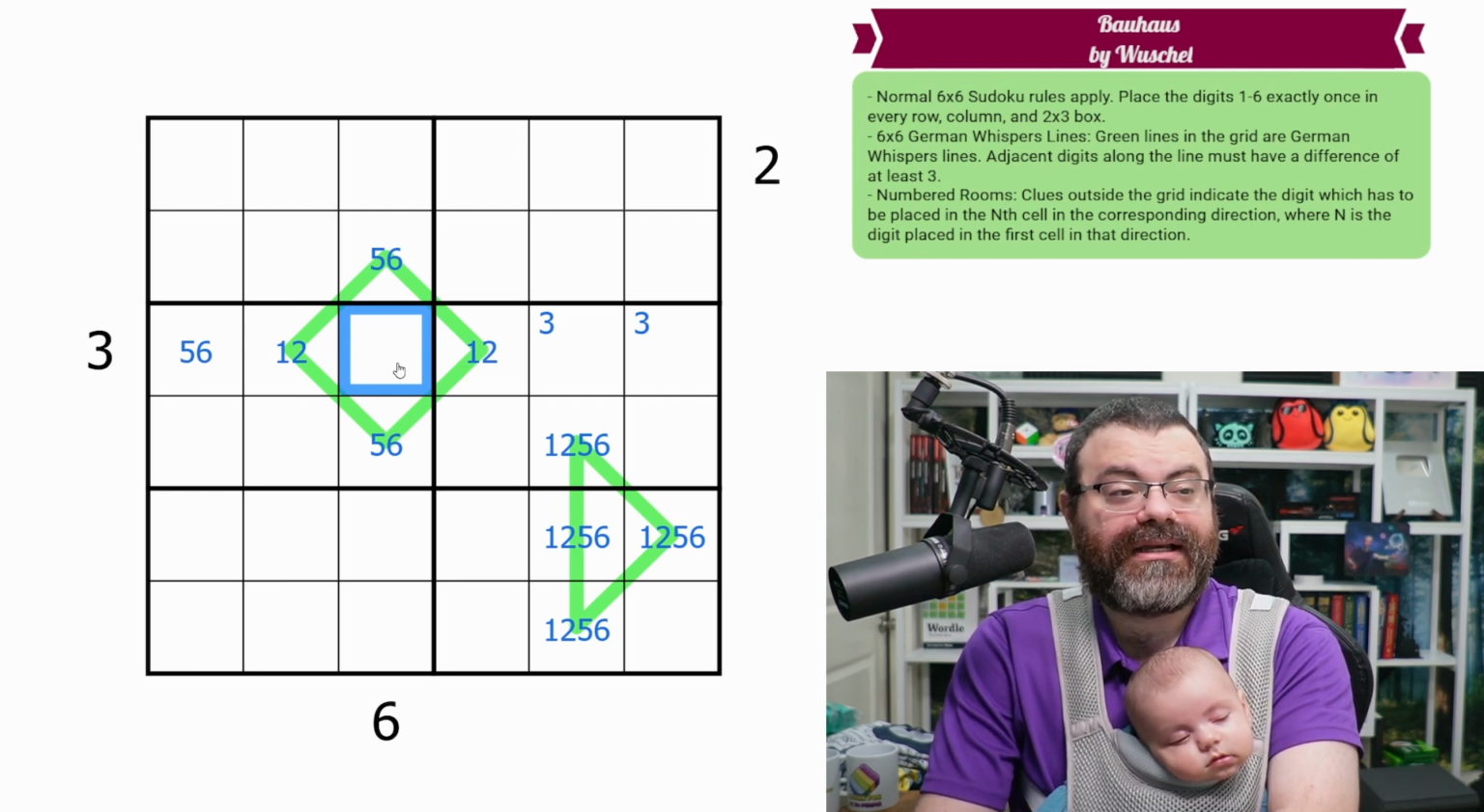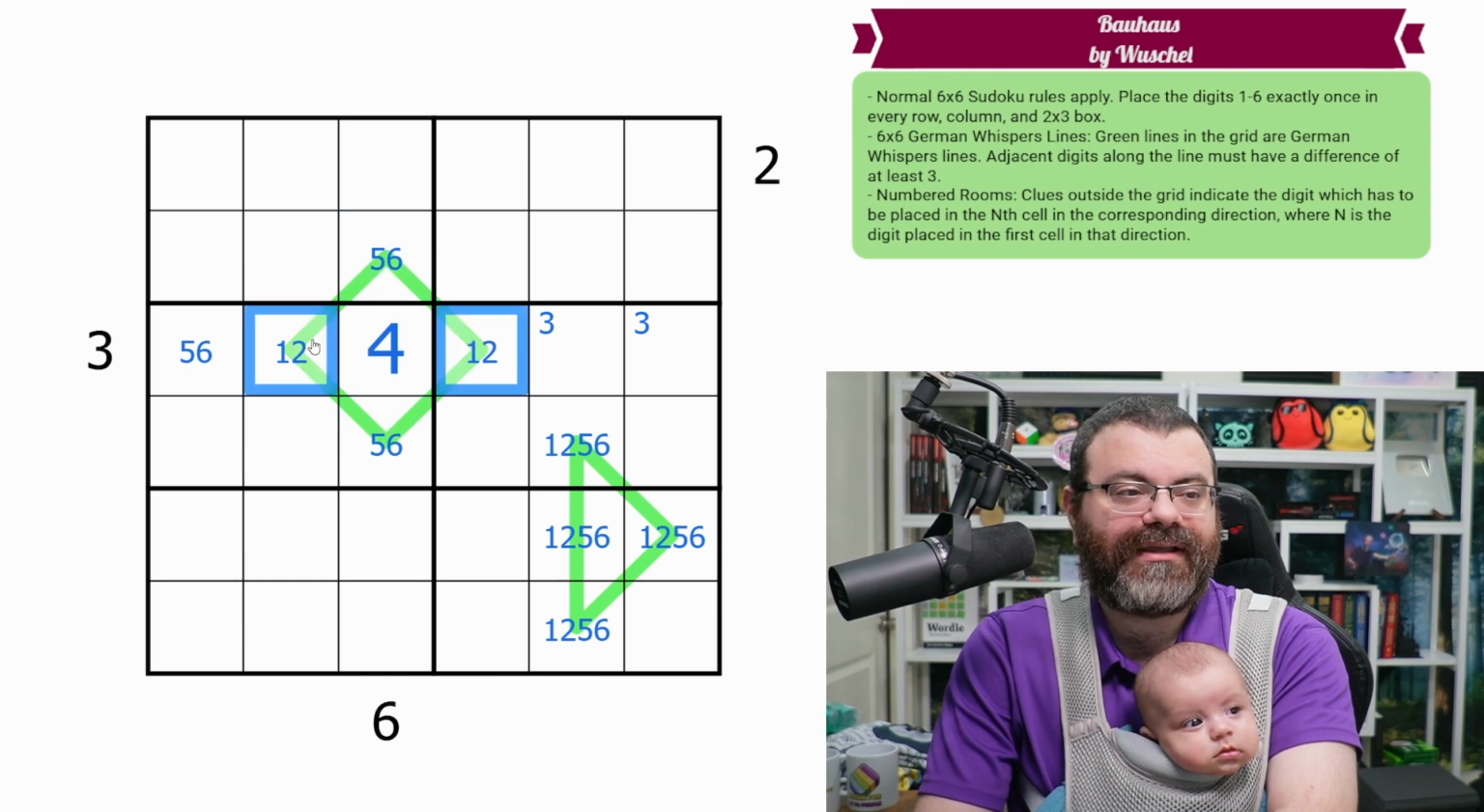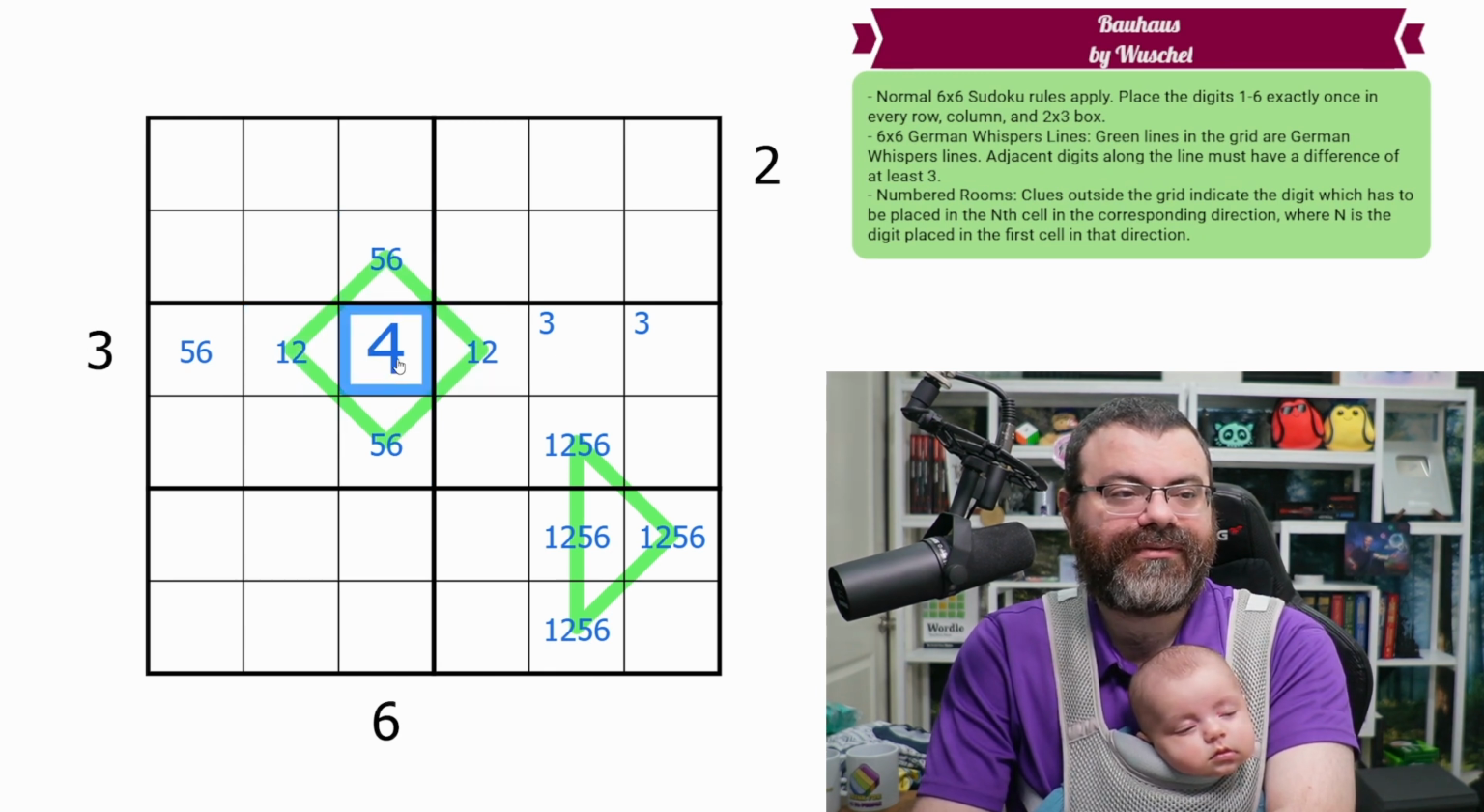So this cell here is not 1, 2, 3, 5, 6. So it's a naked 4. So 5, 6 pair, the 1, 2 pair, and then the fact that this can't be 3 because of the number room clue, leaving 3, 5, 6 over here. Okay.